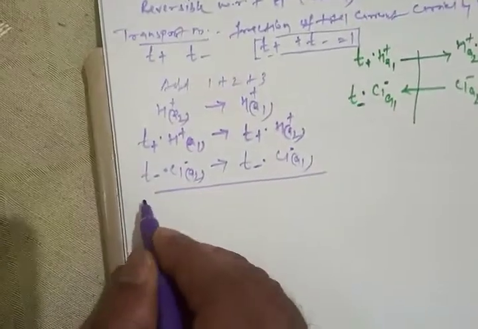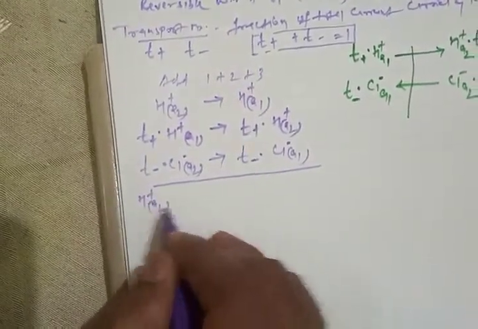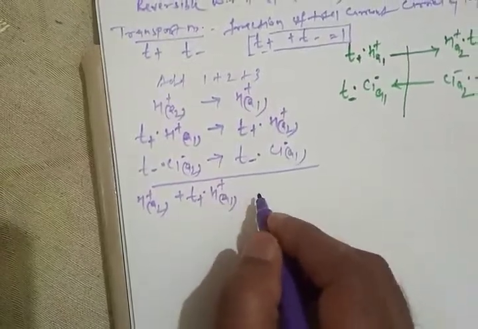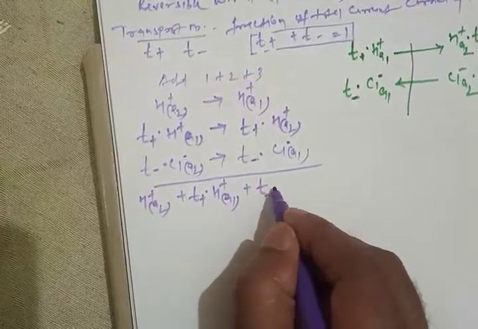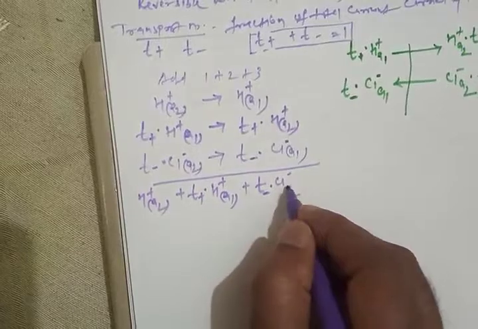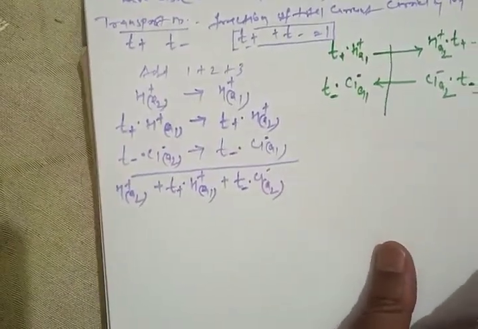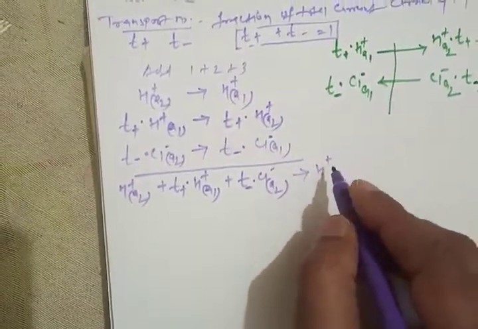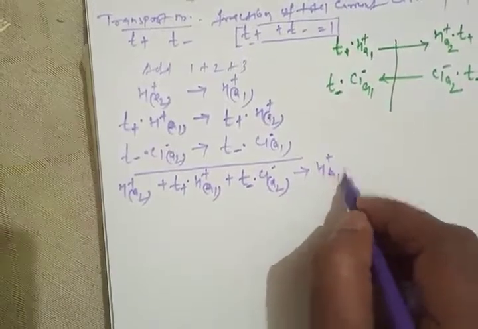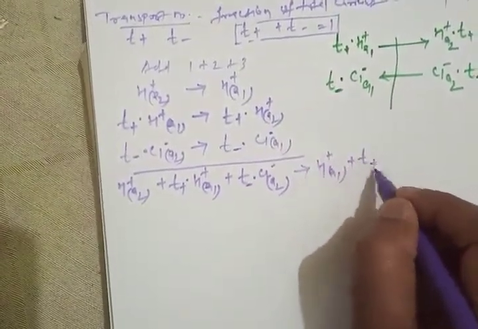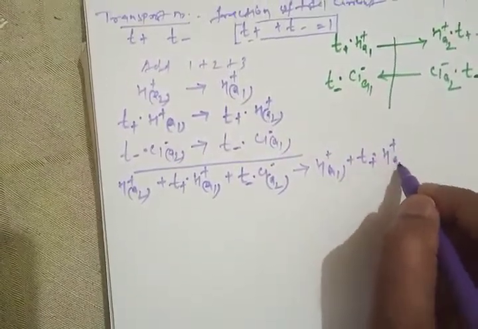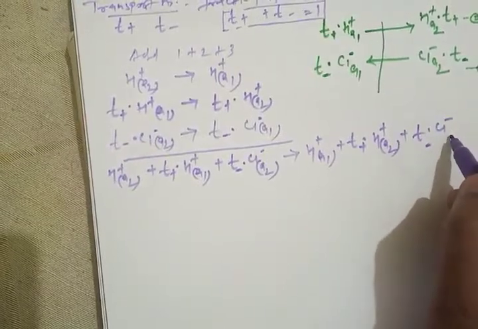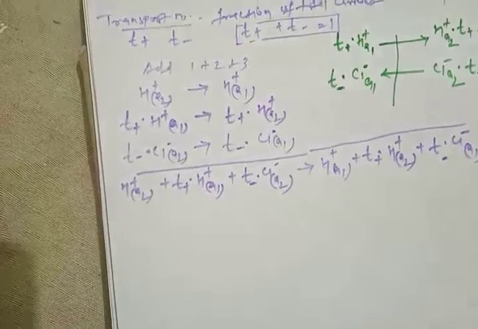So here we will write H plus A2, then T plus H plus A1, and then T minus Cl minus A2, equal to H plus A1, then T plus H plus A2, then T minus Cl minus A1. This is the addition of 1, 2 and 3. This is a long derivation, so don't panic, but it is an easier one.